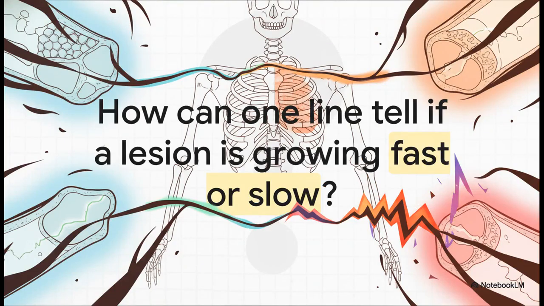You might be thinking, how can a simple line tell you all that? Well, it's pretty incredible. But the character of this border can tell you almost everything you need to know about the lesion's personality. It all boils down to speed. How fast is this thing growing, and how is the bone reacting to it?